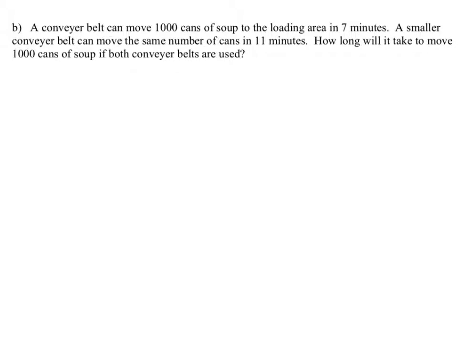This is a similar type of problem to what we just did with painting the sign. Here we're looking at distance, or d, being the number of cans, r is the rate, and t is the time. So we can think of this again as distance is equal to rate times time.